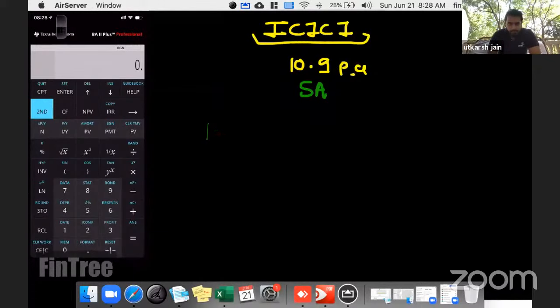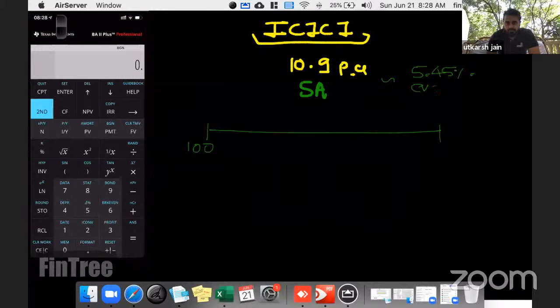So think of it this way. If you have 100 rupees with you and you're getting 10.9% per annum semi-annual, what it simply means is you're getting 5.45 percent every 6 months. So you're getting half of that. How did I get 5.45? It's 10.9 divided by 2. So 10.9% per annum is equal to 5.45% every 6 months because of semi-annual compounding frequency.